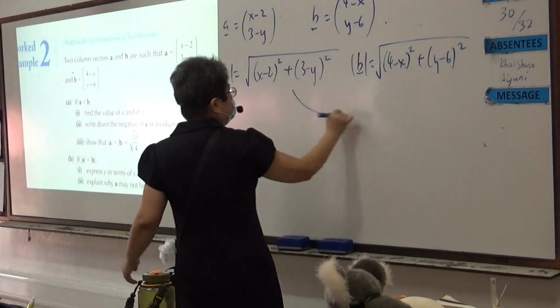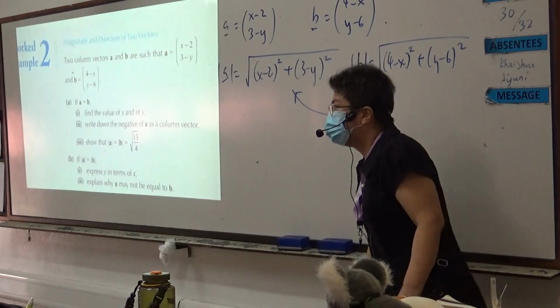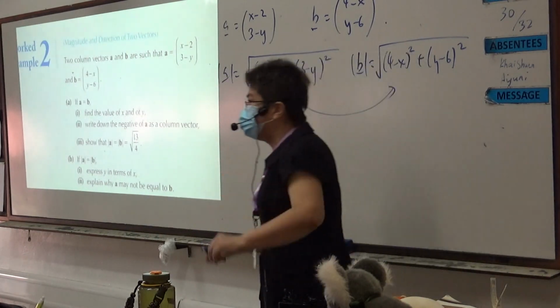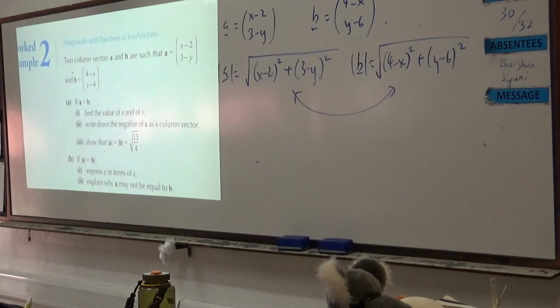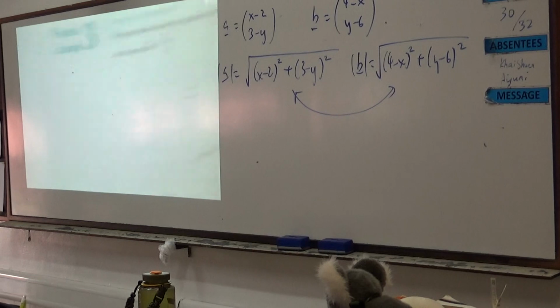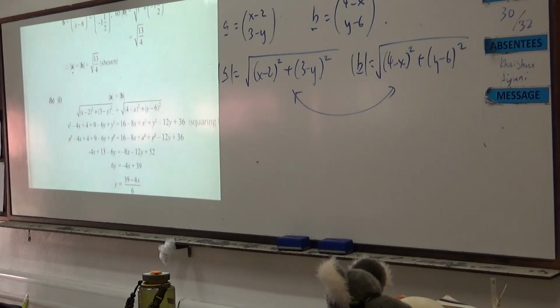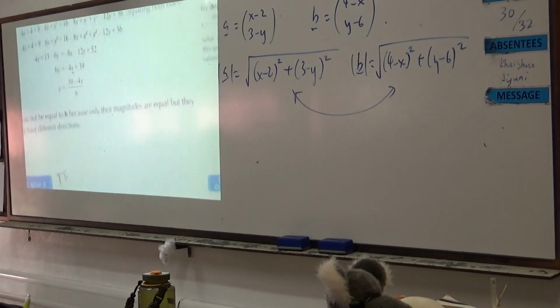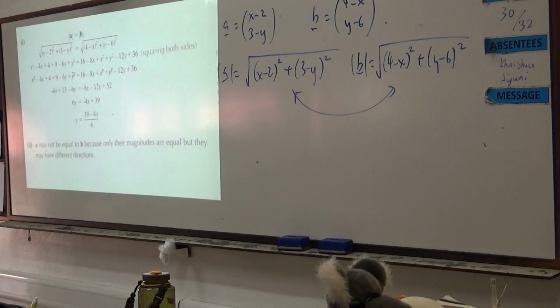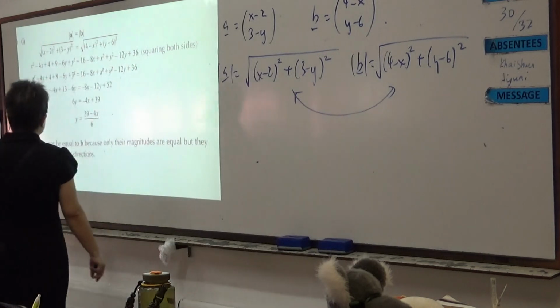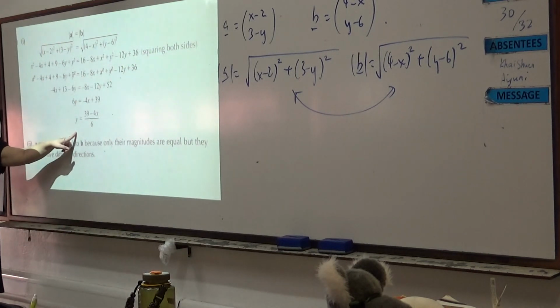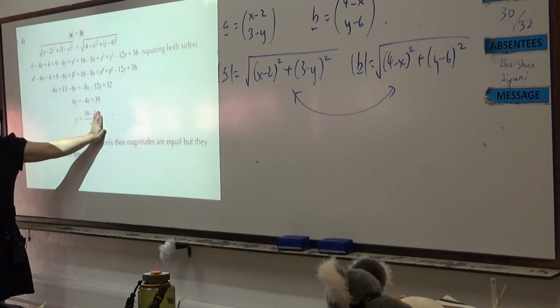Magnitudes are equal, so I will equate these two, right? Correct. Now I take the square root on both sides. Agree, class? Okay, I'm not going to do it. Look at this long working on page 171. Can you see they simplify, expand, then they get this? Can you see how they took y alone, then shifted all the things to the other side?